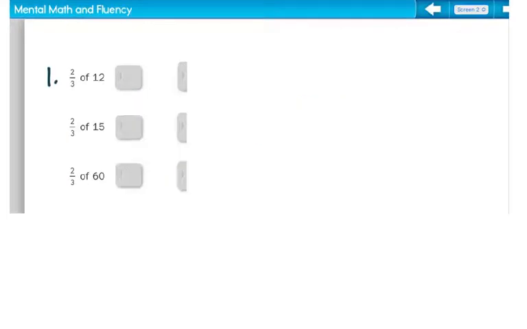All right, number 1, 2, and 3. Again, this time, remember, instead of talking about like 1/3 of, we're taking two groups, 2/3 of. So be careful with that. Pause your video as you solve these 3 equations.